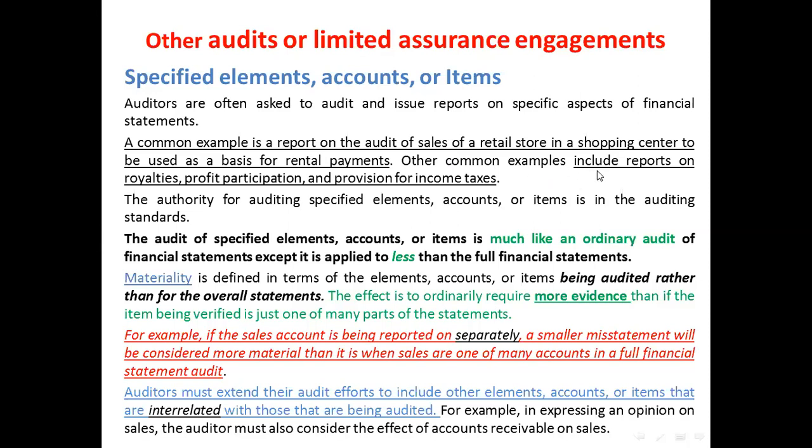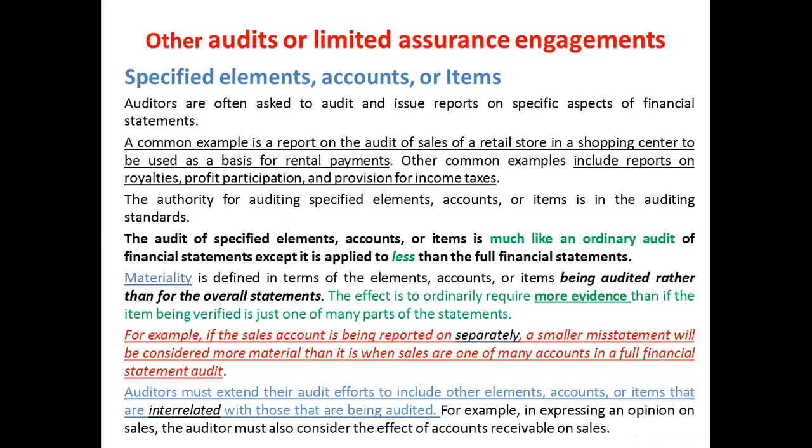Another example: the auditor may be asked to include reports on royalties, profit participations, and the provision for income tax purposes. But the auditor will audit or review certain elements, accounts, or items for certain purposes. For example, here the auditor audits sales to identify the rental payments, and reviews royalties, profit participations, and provisions for income tax purposes. Also here, the auditor can specify bookkeeping elements, accounts, or items.